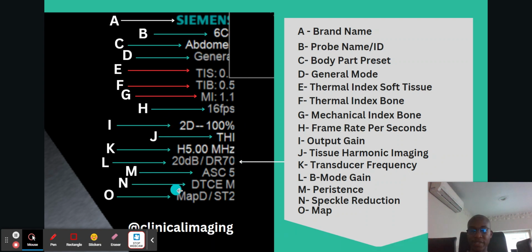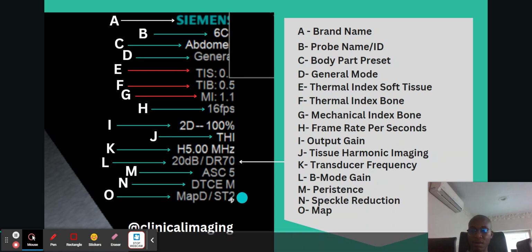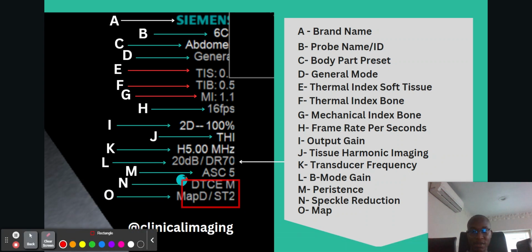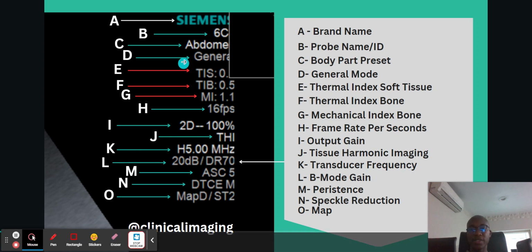So all of these are acquired with the aim of acquiring an abdominal image. So they have been optimized to get a good image of the abdomen. So this represents the preset that was loaded.